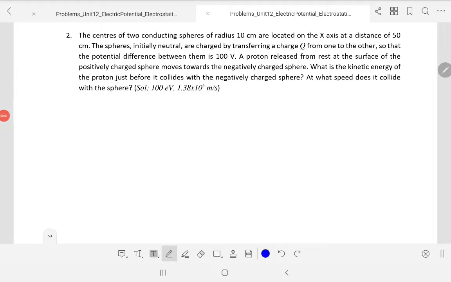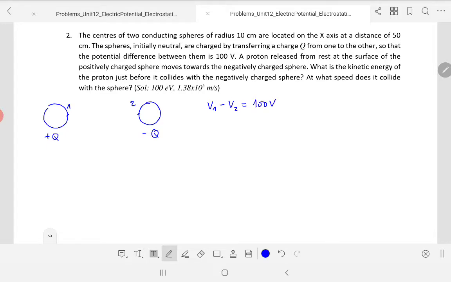In this video we solve problem 2 of unit 12. In it we have two spheres separated a certain distance, 50 centimeters, and one has charge plus q and the other has charge minus q, in a way that both conducting spheres have a difference of potential of V1 minus V2 equal to 100 volts.